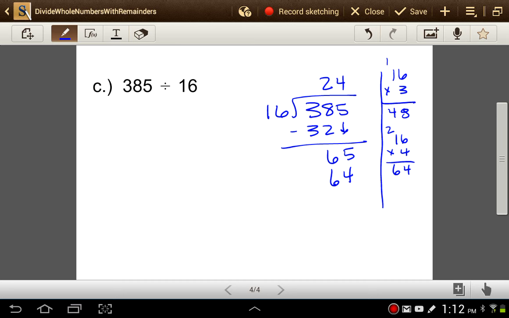Alright, now back to my problem. 16 times 4 is 64. When I subtract those, I get 1. So my answer is 24, remainder 1. And that is how you are going to divide.